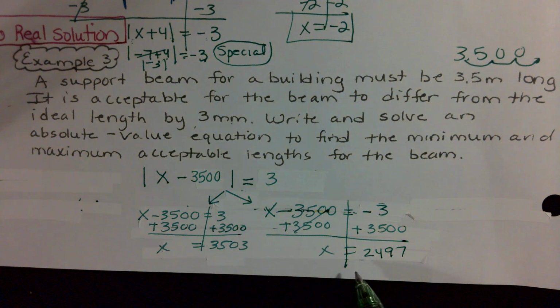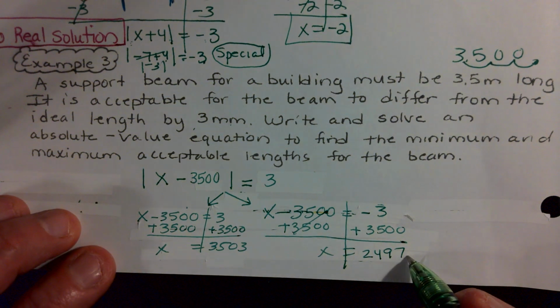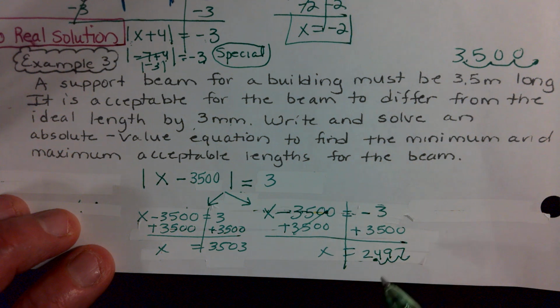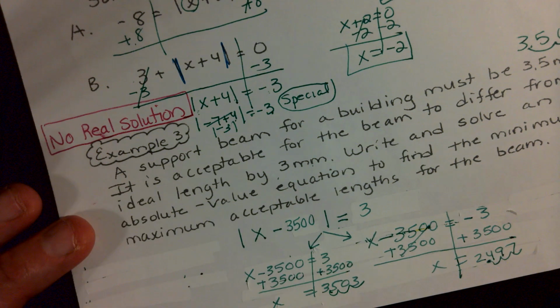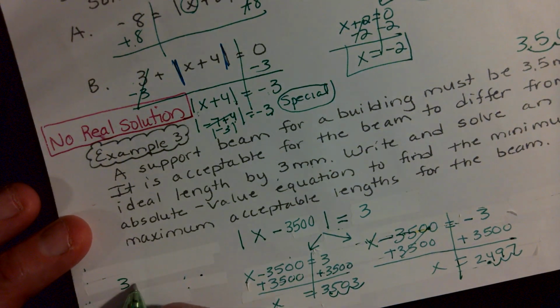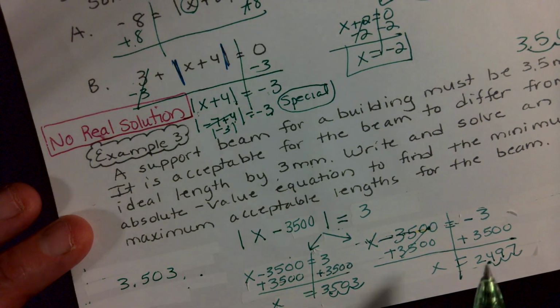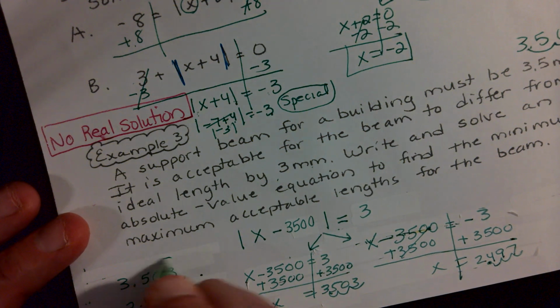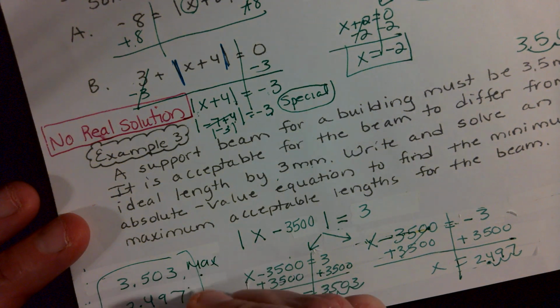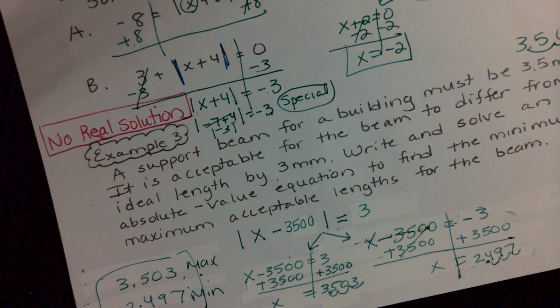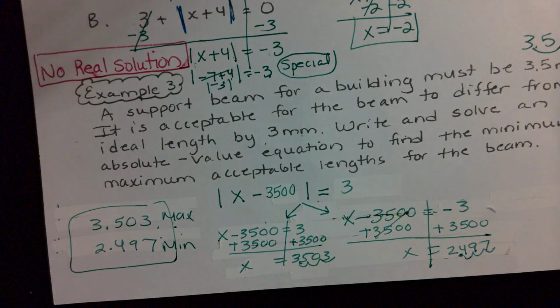Okay, so the values it could be, and if again we switch it back 3 spots on both of them, the biggest it can be would be 3.503, and the smallest it would be able to be is 2.497. So that is your max, and that is your minimum. Does that make sense? All right, sounds good. See you soon. Bye.